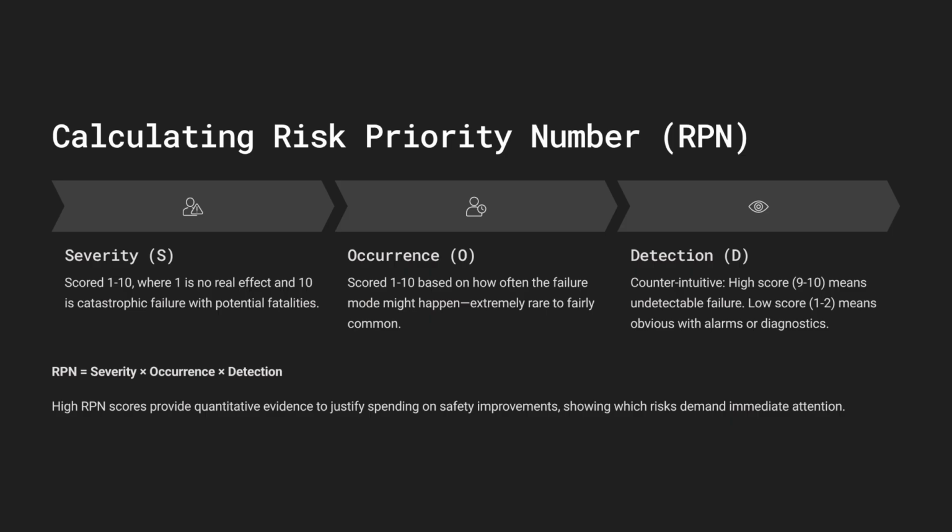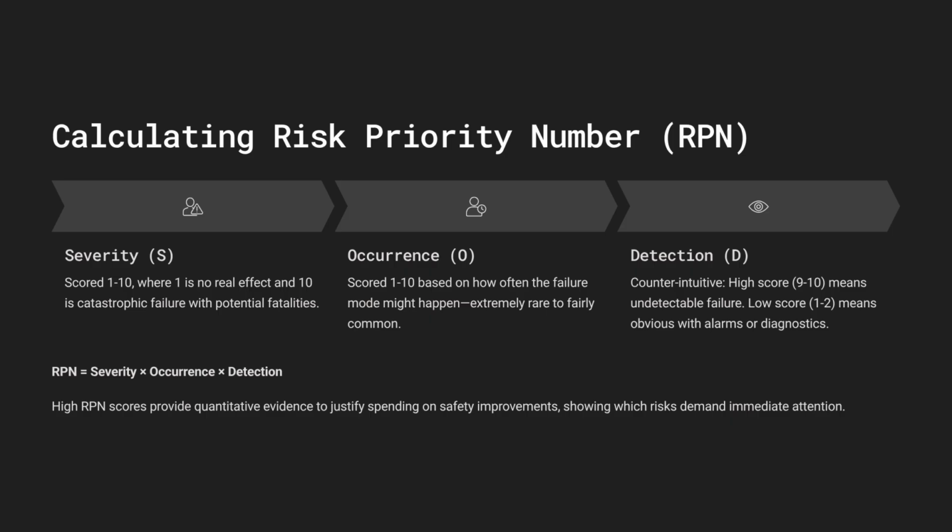Okay, let's break those down. Severity. Severity is usually scored maybe 1 to 10. 1 might be no real effect, while 10 is catastrophic failure. Yeah. Potential fatalities, major system damage. Occurrence is similar, 1 to 10, based on how often you estimate that particular failure mode might happen. Is it extremely rare or fairly common?